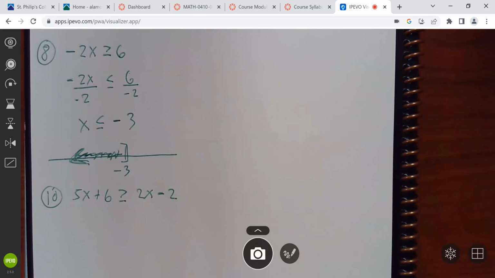You don't have to, but I suggest you get the X's to the left side. That way when you graph, it'll be easier. Okay.